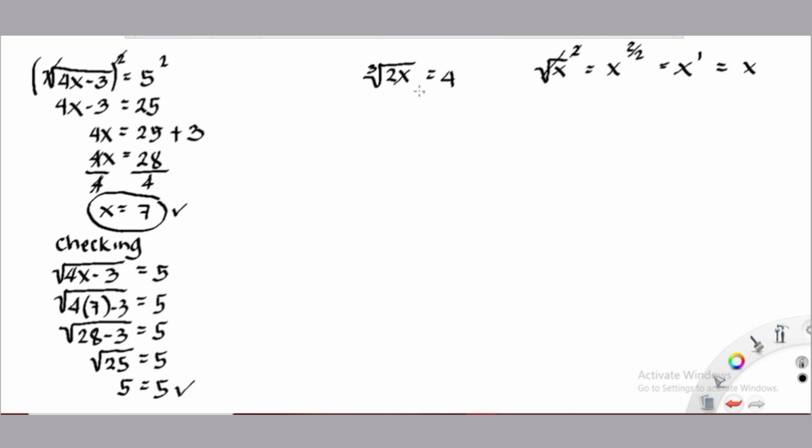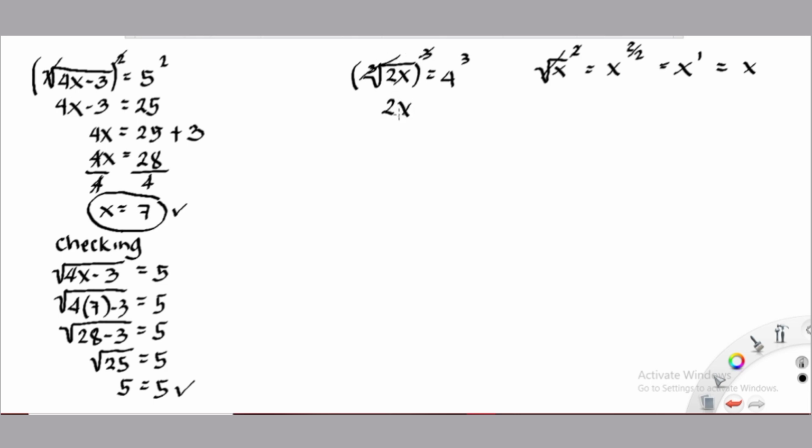Let's have the second equation, the cube root of 2x equals 4. So again, since the radical expression is already written on the left side of the equal sign, let's now proceed to the next step, which is to remove the radical sign. And again, since our index is 3, it means to say that we have to raise both sides of the equation by 3. So we can now cancel out the radical sign and the exponent 3.